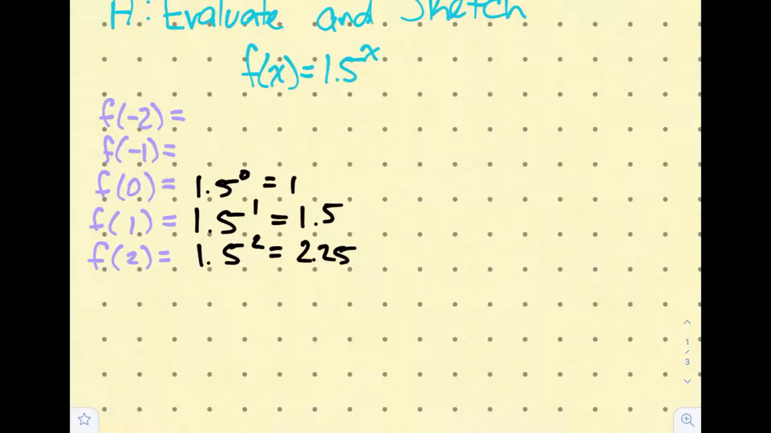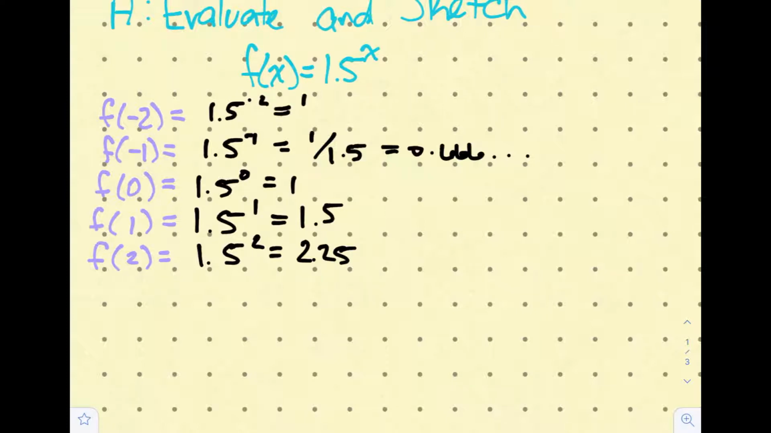A negative exponent is the same as the reciprocal, so 1.5 to the negative first power is 1 over 1.5, which you can reduce to 2/3. One over 2.25 is 4 over 9.